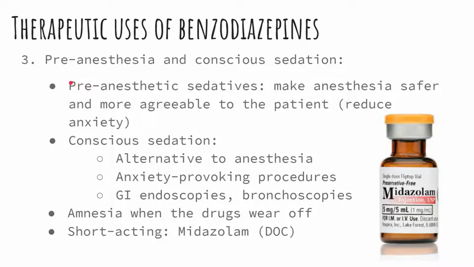The third use of benzodiazepines is in pre-anesthesia and conscious sedation. So you might be wondering, what is pre-anesthesia? Pre-anesthesia means before anesthesia. يعني قبل ما نحط البيشنت بتخدير عام, we give them the benzodiazepines. طب ليش ممكن تسألني؟ بيقول لك we use them as pre-anesthetic sedatives. مهدئات ما قبل التخدير. Why do we use them? Because they make anesthesia safer and more agreeable to the patient.